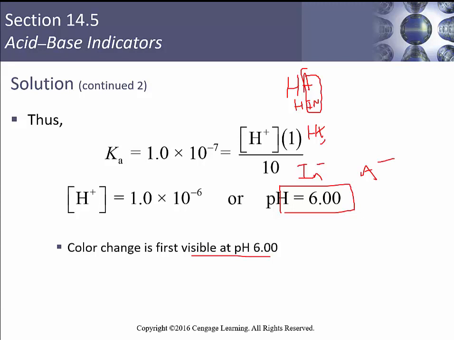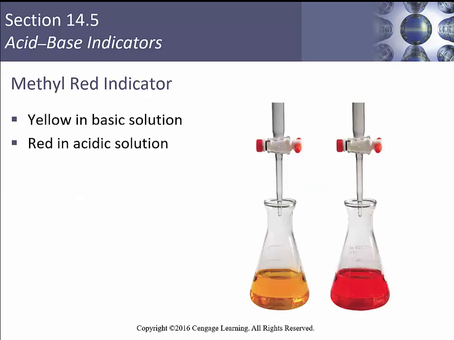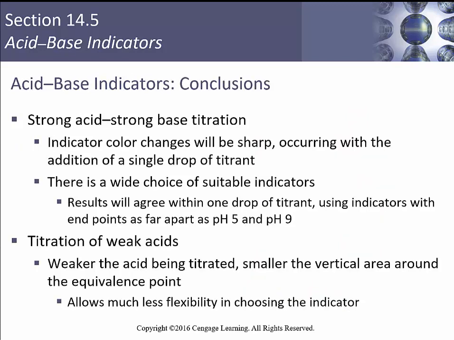Methyl red indicator is yellow in basic solution and red in acidic solution. So you're looking for a color change to happen around when it turns orange, right? And that's going to happen when you're right around the pKa of that indicator. So you've got to look at the table of where the pH indicator changes colors, and then you've got Ka values, you're going to match those up.